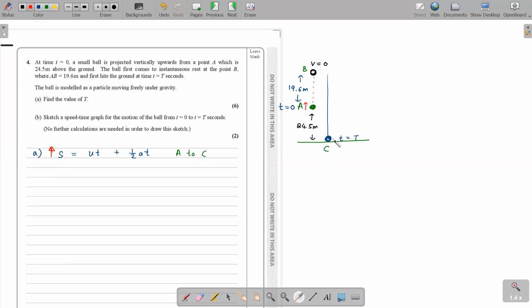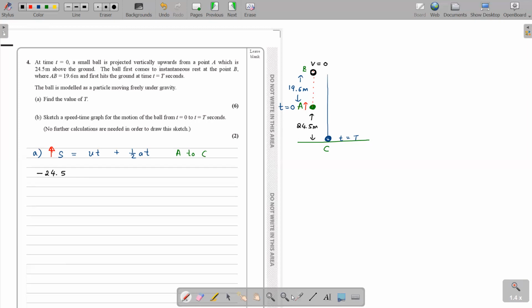Starting from A to point C, what's the shortest distance from A to C? It's clearly seen here, right? From point A, it goes up and comes down. End of the day, what's the displacement from A to C? It's 24.5, but is it just 24.5? I have used this equation upwards, but my A to C displacement is not upwards. From A to C, my displacement is downwards. Therefore, we need to have a negative sign here.